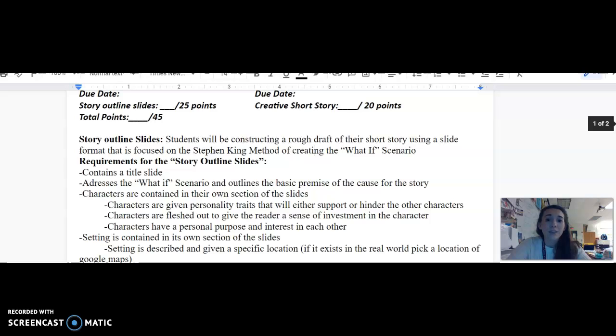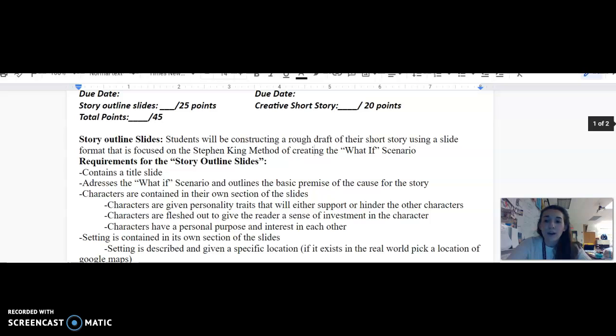So it is contained in its own section of the slides. Setting is described and given a specific location. So if you are having it take place in the real world, you should try and pick a location like through Google Maps or something of that nature in order to pin down what you want your scenery to look like and how the setting is going to impact your plot.